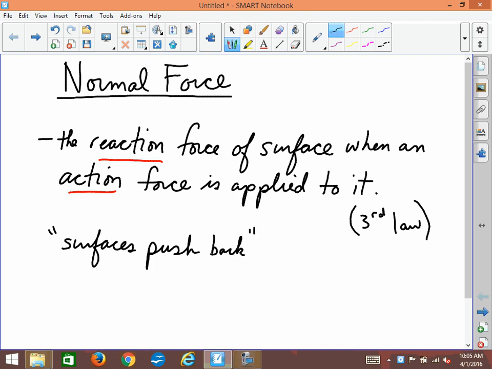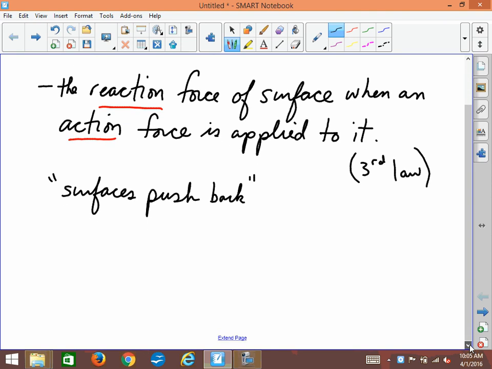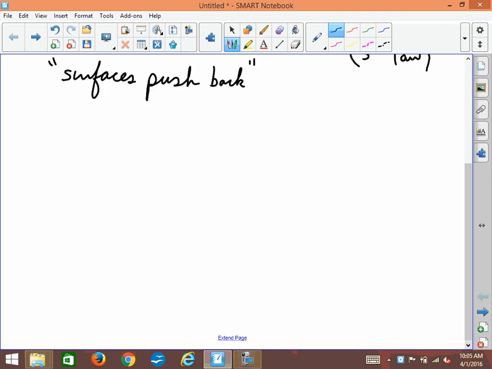So let's do a very simple example, a scenario, where we can get our head around what this normal force might be. Let's think about a box that is 20 kilograms, and let's say it's sitting on the ground or a table or some sort of surface of any kind. Let's try to imagine the forces that might be acting on this box.